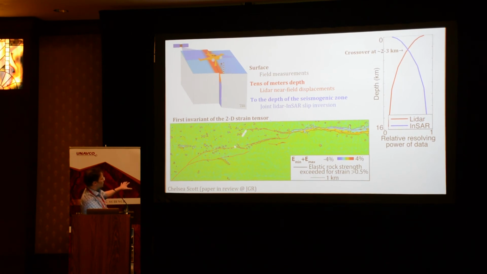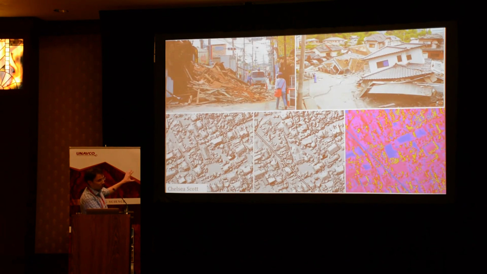Chelsea Scott, who's a postdoc at ASU, has been going from displacement fields to strain, looking at how the fault zone itself deforms and strains within the earthquake. And what the LiDAR gives you, because it doesn't decorrelate, is the shallow part of the slip that InSAR misses.